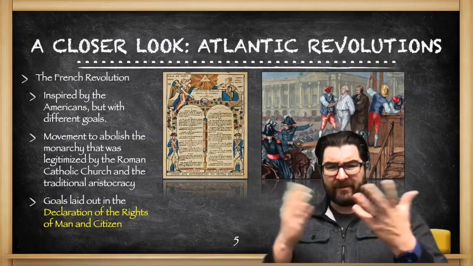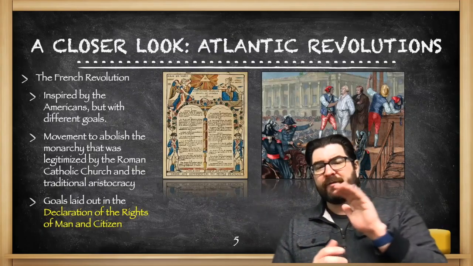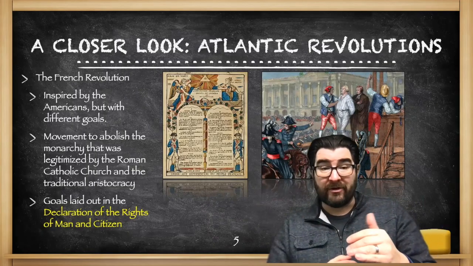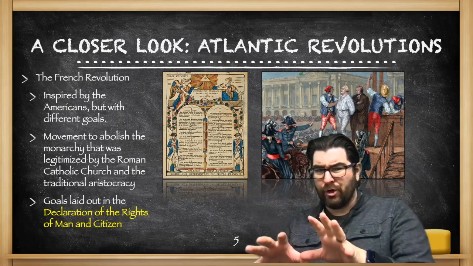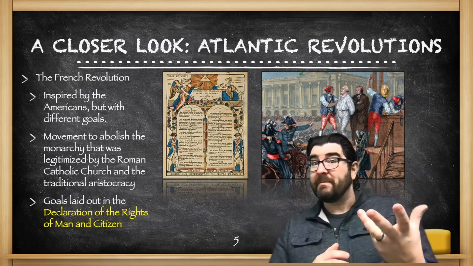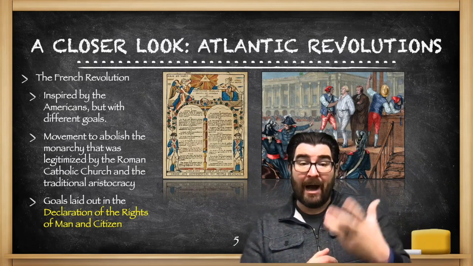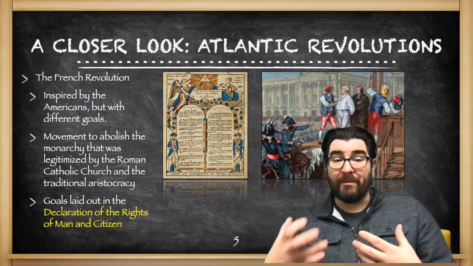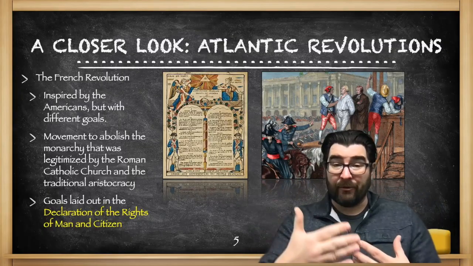So let's hop over across the Atlantic to the French Revolution. This is inspired by the American Revolution, but with different goals. This was a movement to abolish the monarchy outright. And that monarchy, remember, was legitimized by the Roman Catholic Church and the traditional aristocracy.